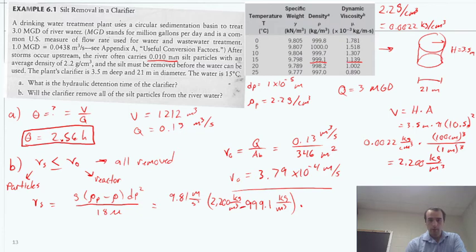dP squared. So that is 1 times 10 to the minus fifth meters, square that. All of that divided by 18 times our dynamic viscosity, which was 1.139 times 10 to the minus third kilograms per meter second.